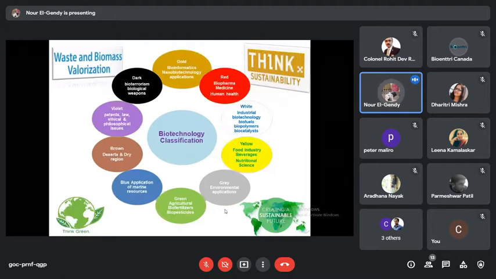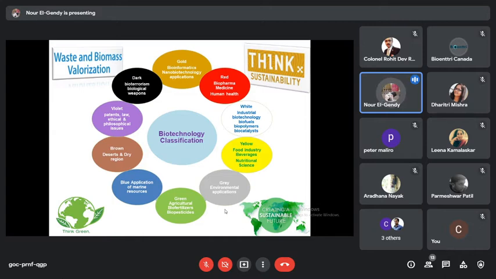Biotechnology can be classified into colors. Red biotechnology, which is related to human health. White biotechnology, which is related to industry, like biofuels, biopolymers, and biocatalysts. Yellow, which is related to the production of the food industry. Gray, which is related to the environment. Green biotechnology, which is related to the application of biotechnology in the agriculture field. Blue biotechnology, which is related to the application of biotechnology in the marine environment. The application of biotechnology in deserts has the color brown. Violet, which is related to patents and law, ethics, and philosophy concerned with biotechnology.